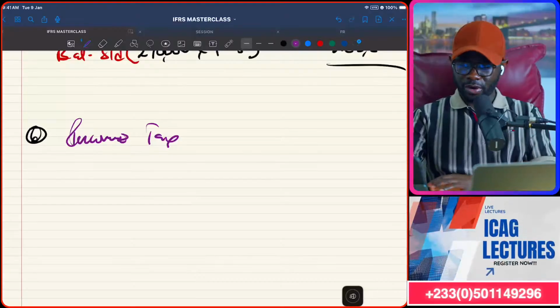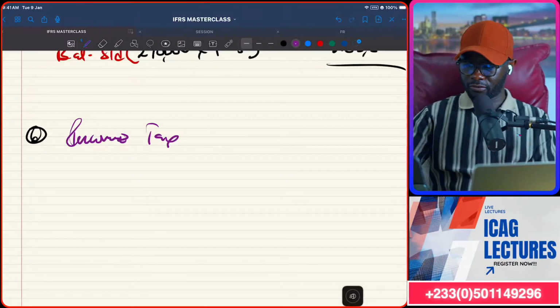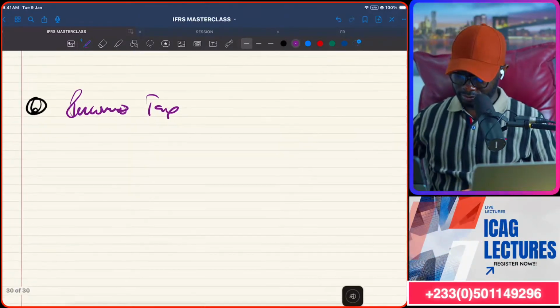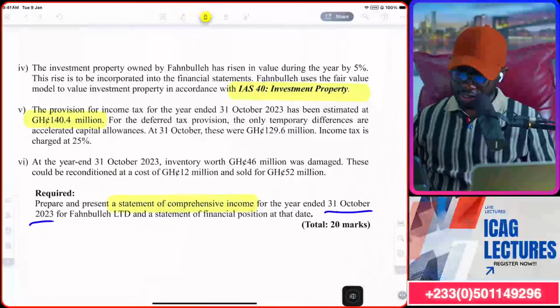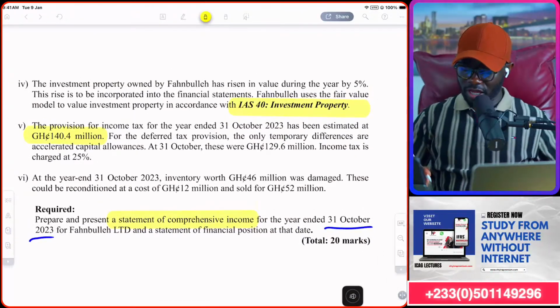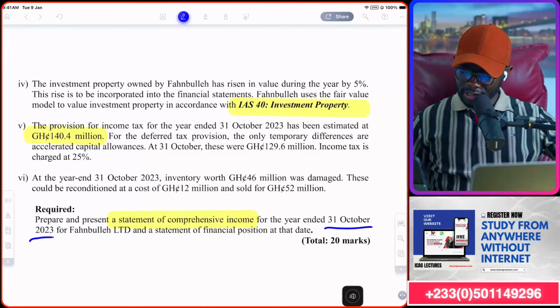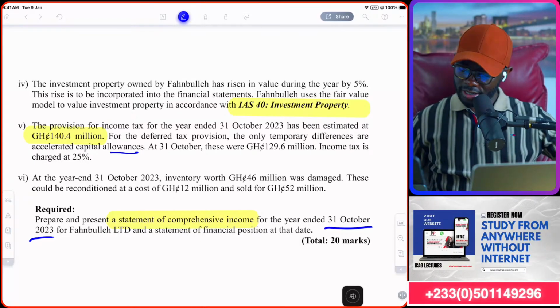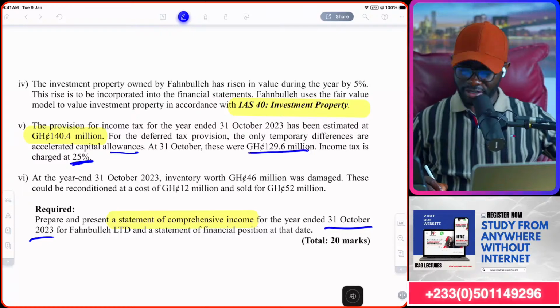So we're going to bring in the issue in respect of the tax. I want to see whether I can put it with the deferred tax together. It says, for deferred tax provision, the only temporary difference are accelerated capital allowance. At 31st October, these were this. Income tax, it's 25%. Okay.